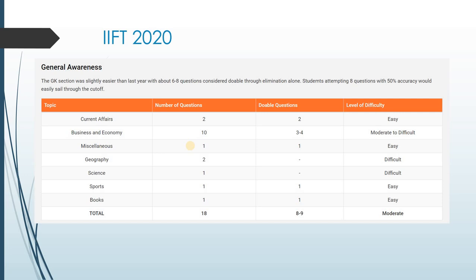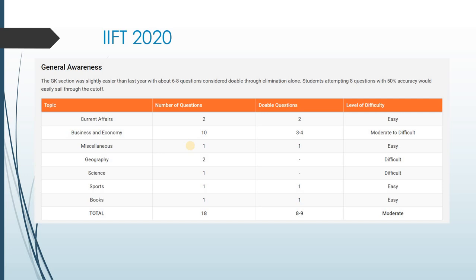Again, the general awareness section consists of these topics: current affairs, business, miscellaneous, geography, science, sports, books. So a mix of all. You can see the doable questions. So 8-9 was a breeze. Like I scored around 6 marks last year, and company taglines, you can expect such questions. It was slightly easier than last year.